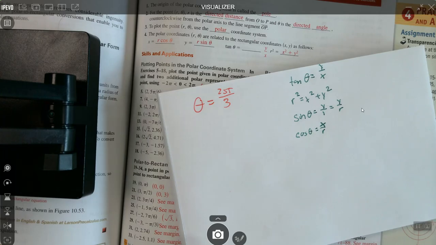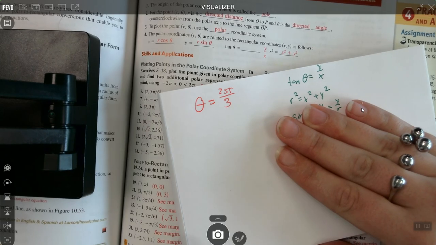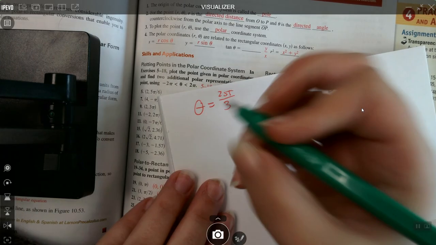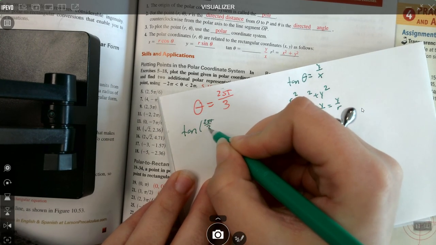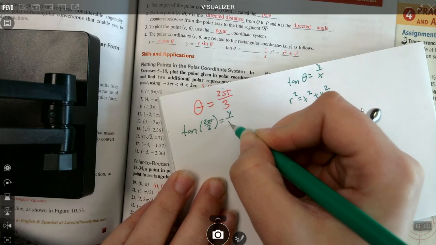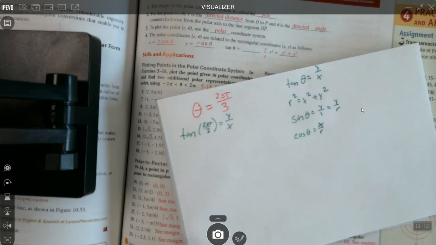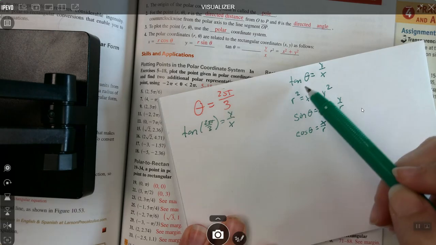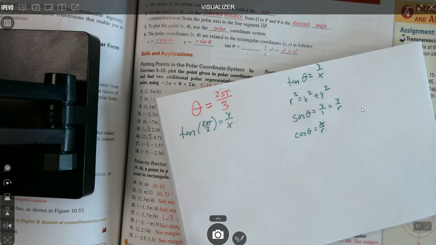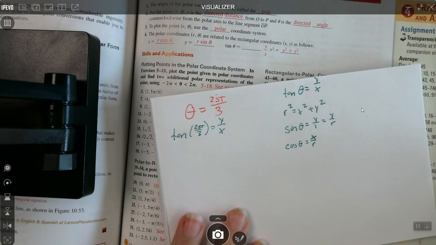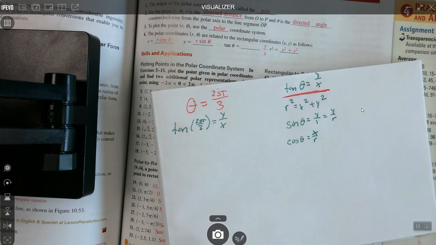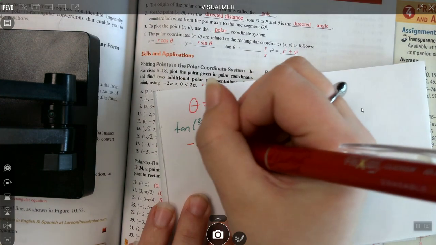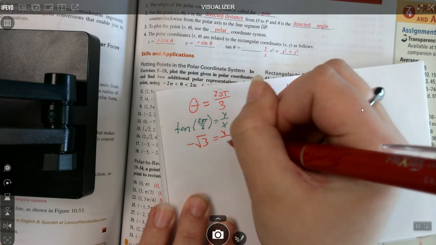Which equation has theta in it, of our top two? Perfect, let's plug it in. So we got tan theta, where theta is 2 pi thirds, equals y over x. I'm giving you the fact that theta equals 2 pi thirds, so I'm going to use this equation and plug it in. So what is tan at 2 pi thirds? Yep, negative root 3 equals y divided by x.